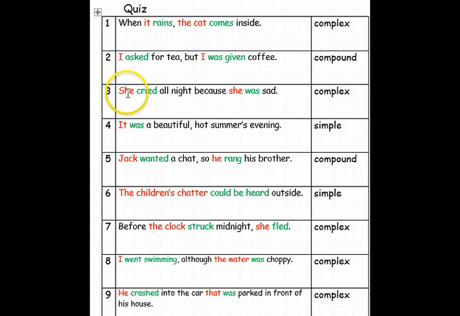Question 3, we've got a subject and verb. She cried all night. We've got another subject and verb because she was sad. However, this doesn't make sense on its own. It needs the main clause. She cried all night to make sense, so therefore this is a complex sentence. Question 4, it was a beautiful hot summer's evening. It is the subject, was is the verb. There's only one subject, one verb. Therefore, it's a simple sentence.